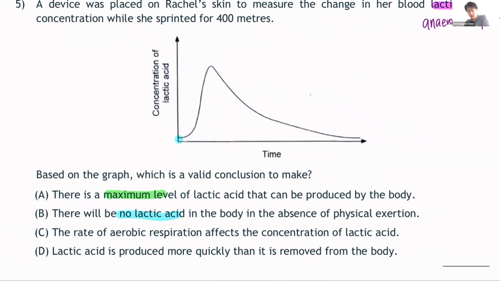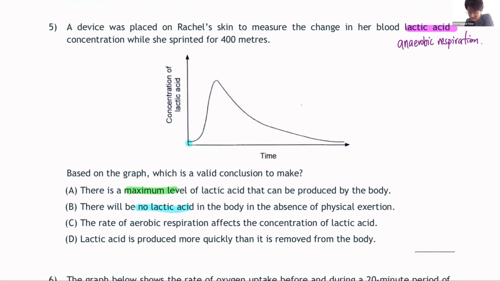The rate of aerobic respiration affects concentration of lactic acid. This is what I would say maybe the only one that needs you to know about the concept of anaerobic respiration. So C is out, and yes, well done, Cleos. D is the answer. Produce more quickly than it's removed, therefore it starts to accumulate. Awesome.